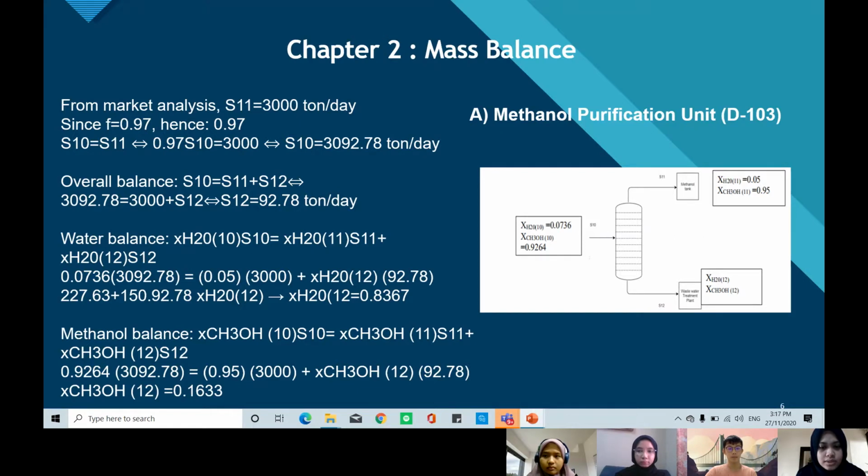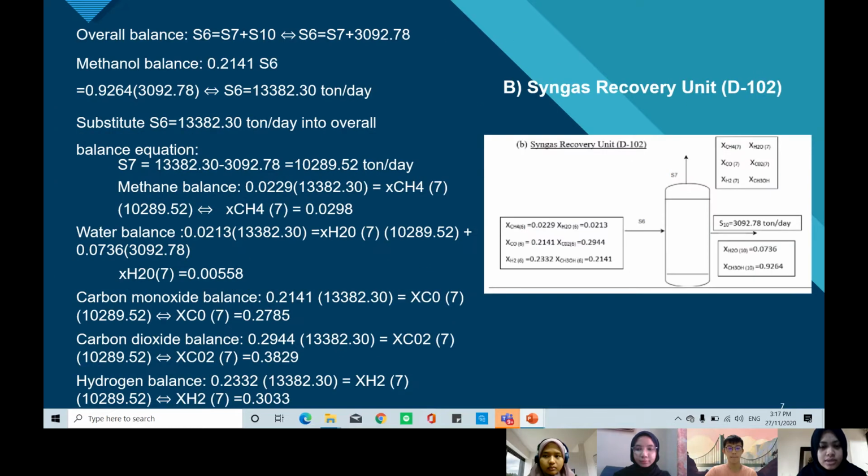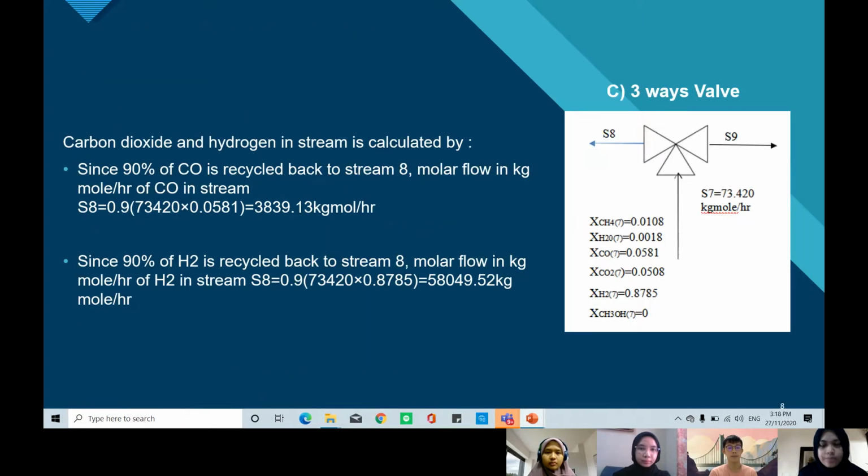We also did the overall balance for the system at the slide that will give value of S12 92.78 ton per day. Water methanol balance is calculated to get the mole fraction of water, which is 0.8367, and methanol, which is 0.1633. For the part B, which is syngas recovery unit D103, we did the overall balance to get the value of S6, which is 13,382.30 ton per day, and then substituted again in the balance to get the S7, which is 10,289.52 ton per day. Each composition is calculated to get the mole fraction. I will pass the floor to Aisha.